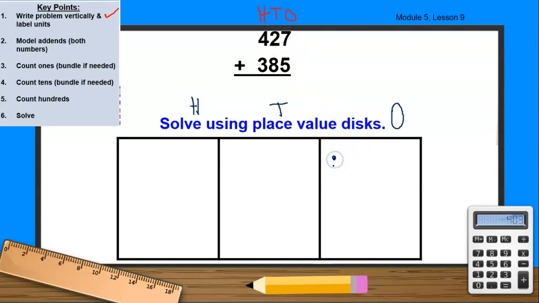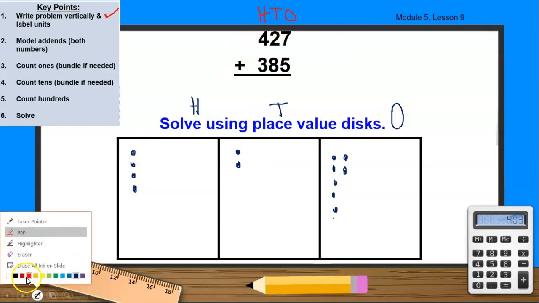1, 2, 3, 4, 5. I go to the next one, 6, 7 ones. This tells me this is in the tens place that I have 2 tens. So I go 1, 2. This 4 tells me that I draw 4 hundreds in the hundreds place. 1, 2, 3, 4. I already drew the first add-in.